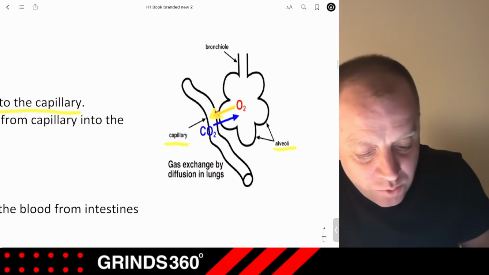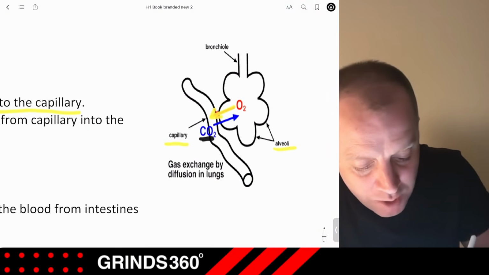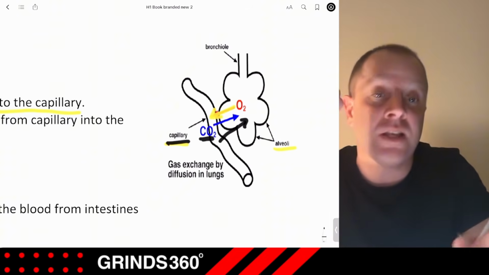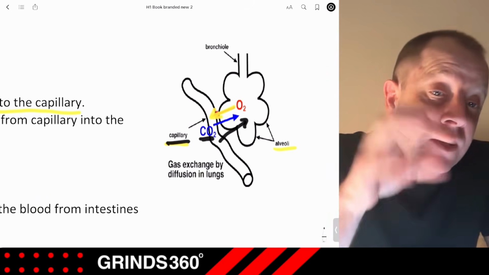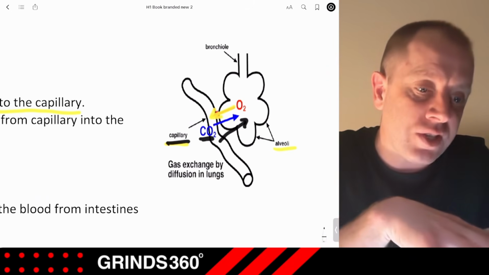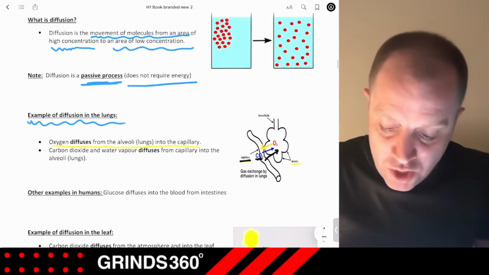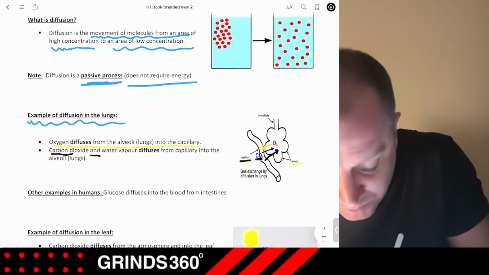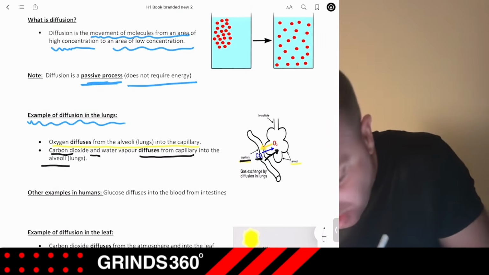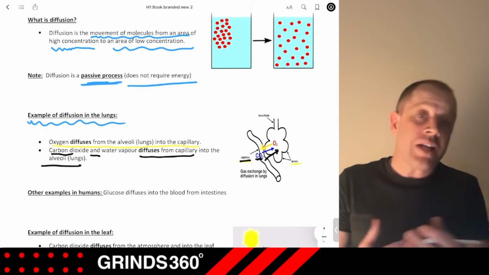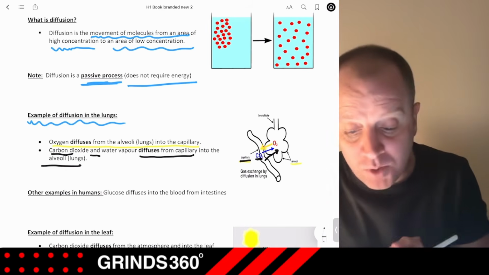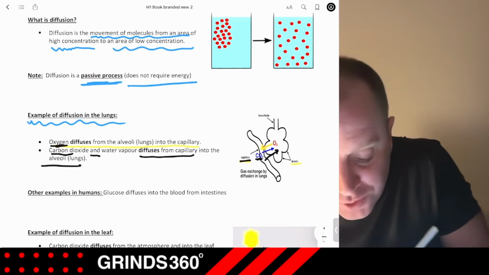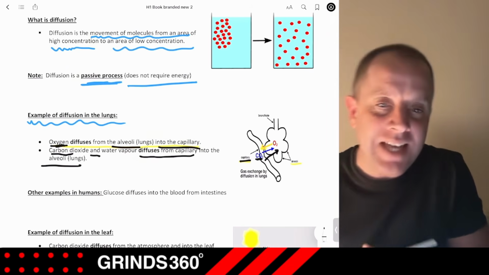Which gas is going the other way? Carbon dioxide. Carbon dioxide is diffusing from an area of higher concentration in the blood of the capillary to an area of lower concentration in the alveoli of your lungs. So there it is. Carbon dioxide diffuses from your blood into your lungs. That's two examples of diffusion, both occurring in the lungs. So one more time, oxygen diffuses from your lungs into your blood.